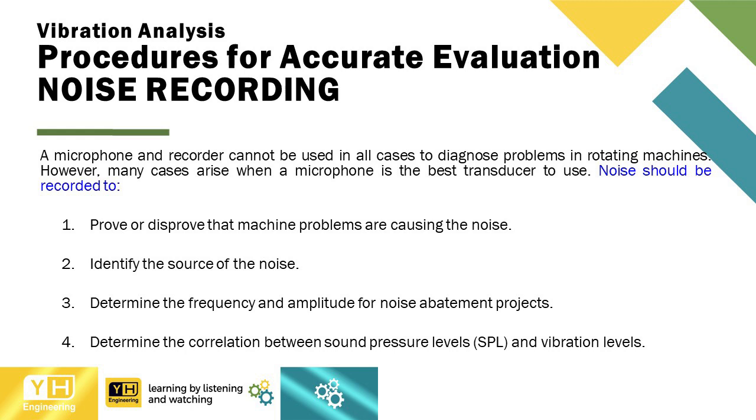However, many cases arise when a microphone is the best transducer to use. Noise should be recorded to: number 1, prove or disprove that machine problems are causing the noise; number 2, identify the source of the noise; number 3, determine the frequency and amplitude for noise abatement projects; and number 4, determine the correlation between sound pressure levels, or SPL, and vibration levels.